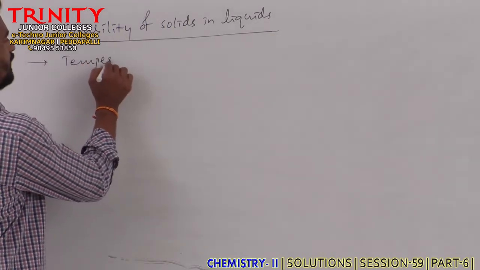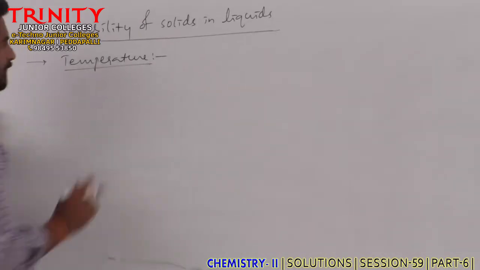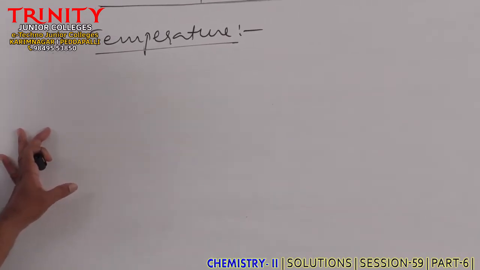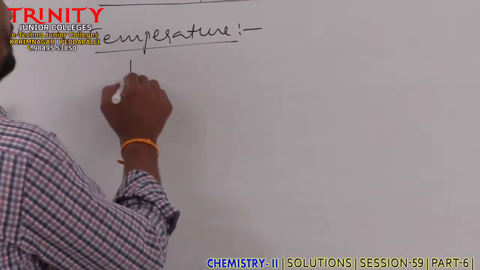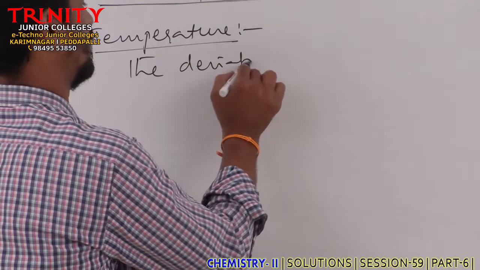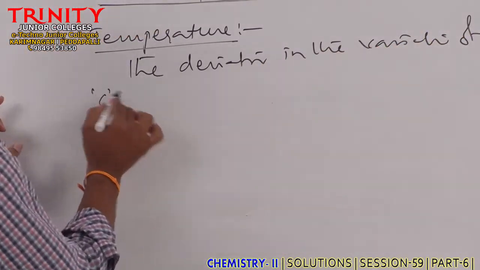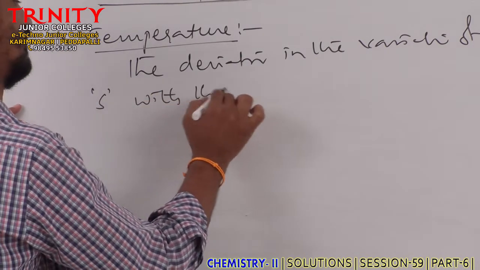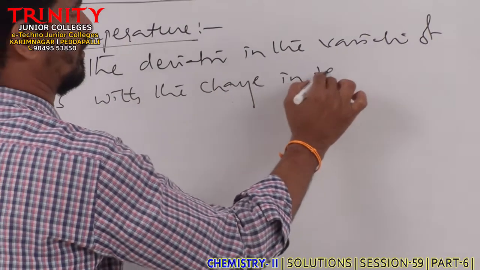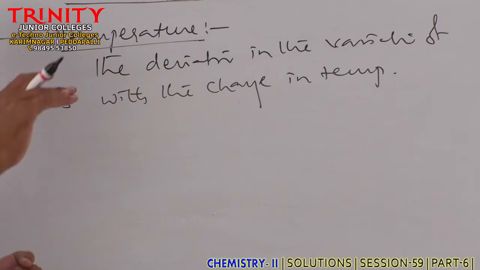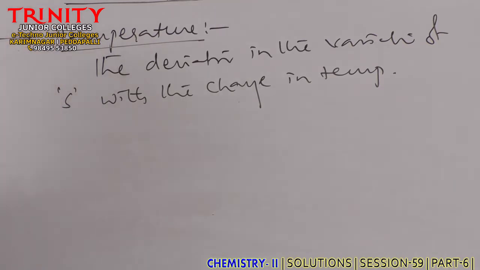Next here in temperature effect, one more concept. The variation of solubility of a solid substance in liquid with the temperature sometimes shows deviation. So the deviation in the variation of solubility with the change in temperature. With the change in temperature, why should it deviate, sir? Why is the increase or decrease in solubility showing deviation?